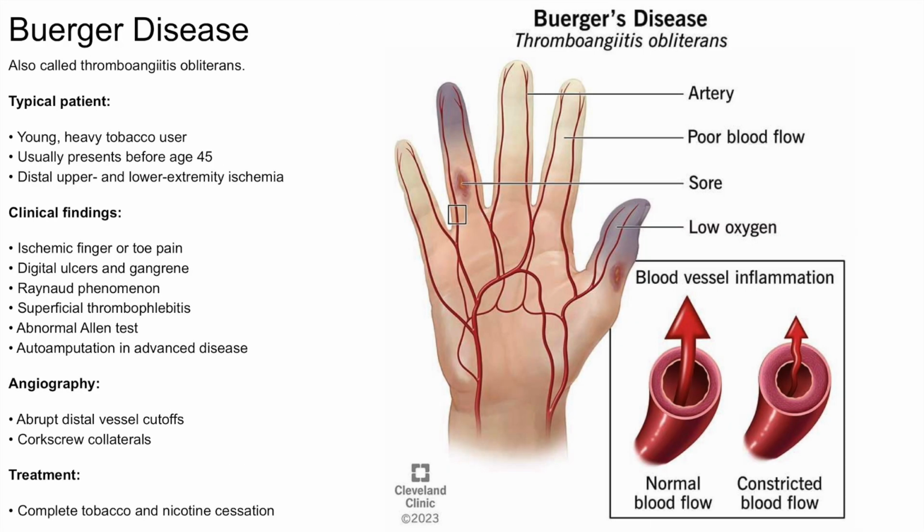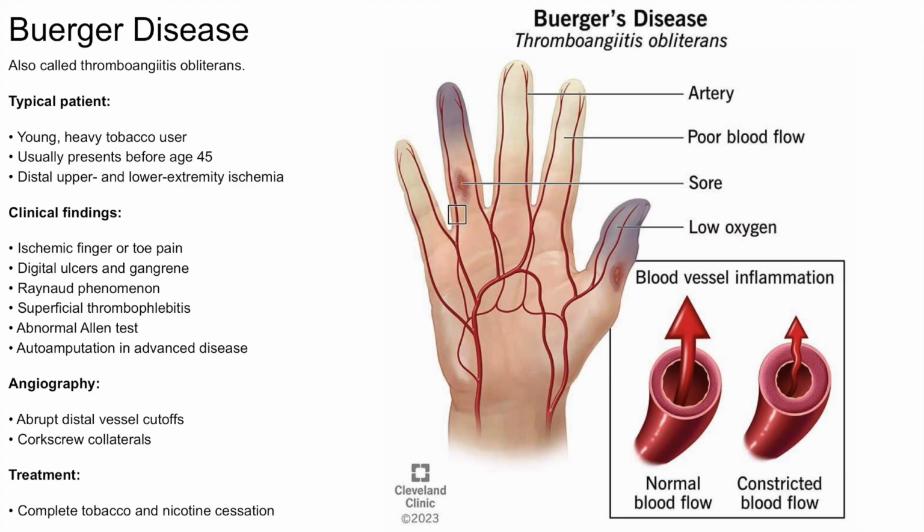All right, so Buerger disease, also called thromboangiitis obliterans, is an inflammatory thrombotic disease of small and medium-sized vessels that is tightly linked to tobacco exposure. So the classic patient is a heavy tobacco user younger than 45 who develops ischemia of the fingers or toes. Poor distal blood flow causes pain, Raynaud's phenomenon, non-healing ulcers, and eventually gangrene or auto amputation.